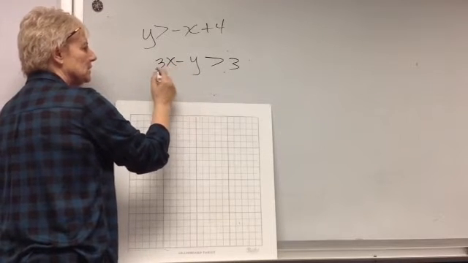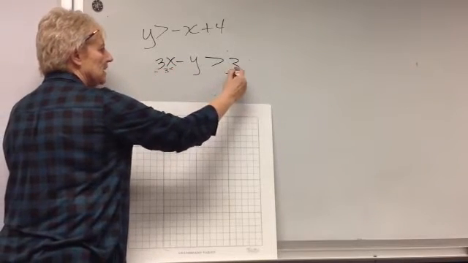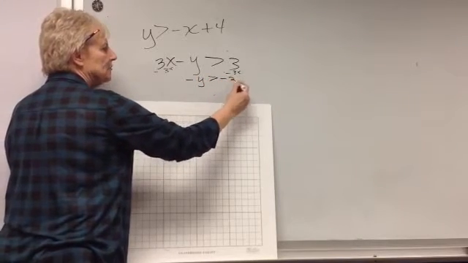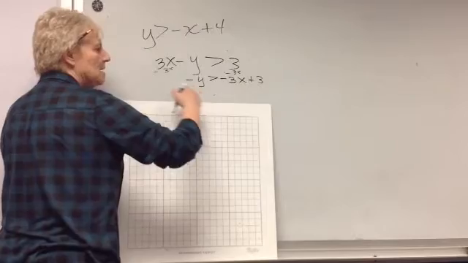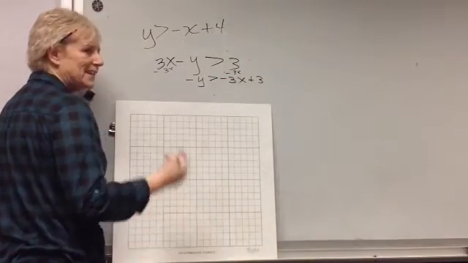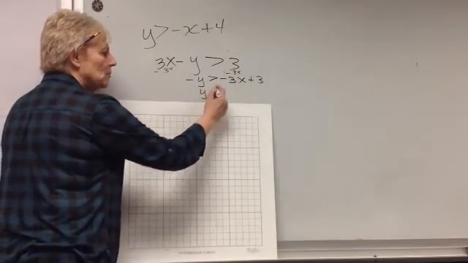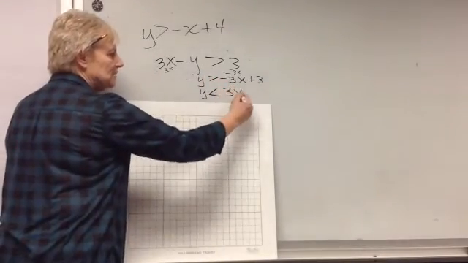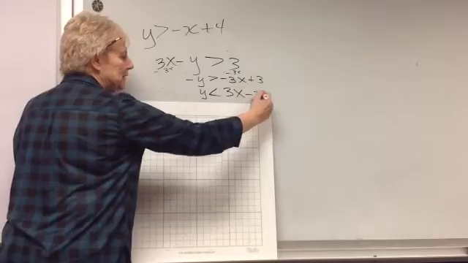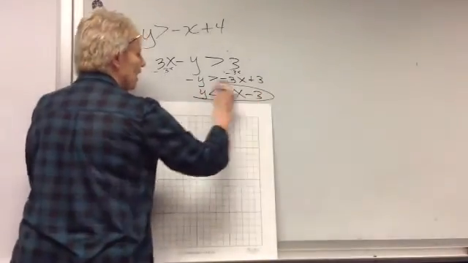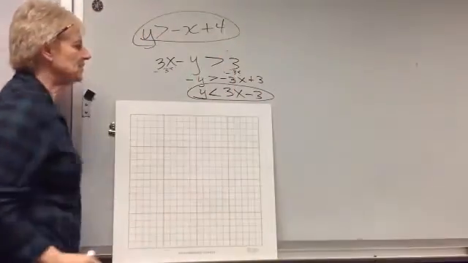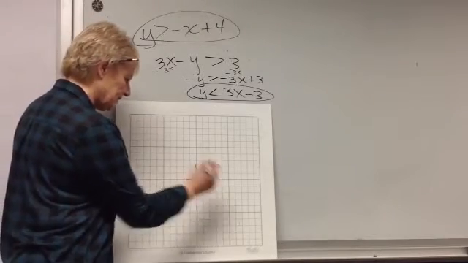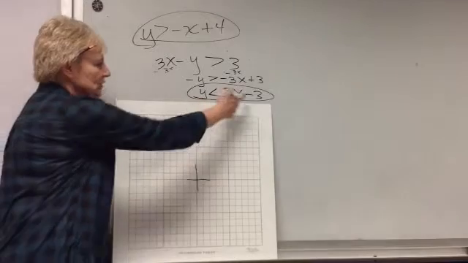So we're going to subtract 3x. Negative y is greater than negative 3x plus 3. Divide everything or multiply everything by negative 1. So my sign switches. My negative 3 becomes a positive 3. My positive 3 becomes a negative 3. So we're going to graph this and see where they overlap. Okay, there's my coordinate plane right there. Nice and small. Okay, go down 3.